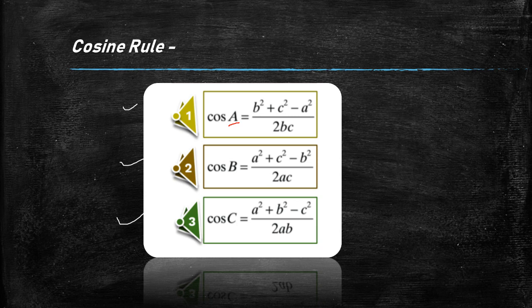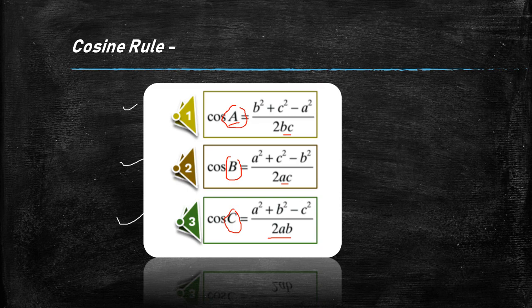Or for example, here I am finding cos of B, so here will be minus B square. And in the denominator, you have to find a product of 2 times all the sides excluding the angle side. So here if it is A, then you will write 2BC. If it is B, then you will write 2AC. And if it is C, then you will write 2AB. Okay, so this is the cosine rule.